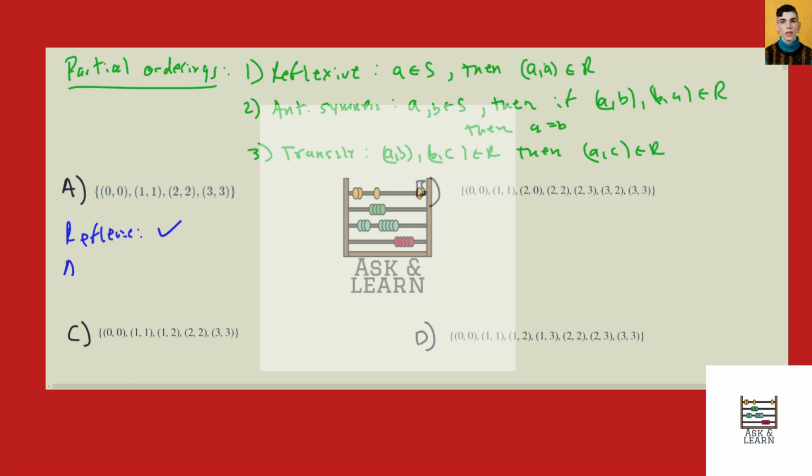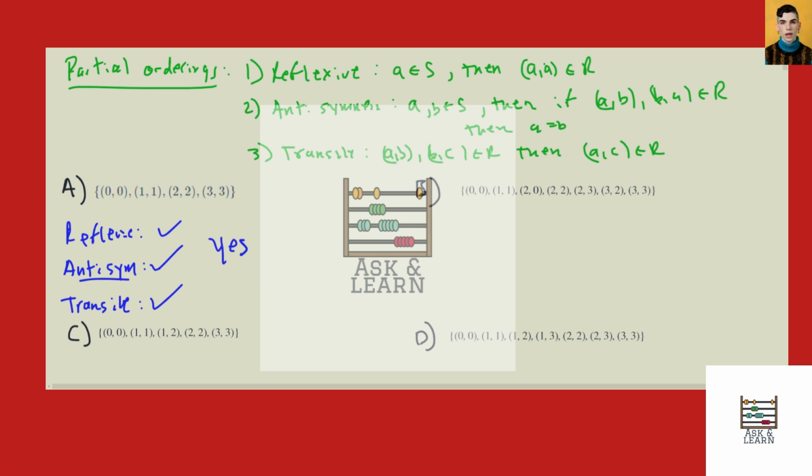Now, what about anti-symmetric? Well, we only have where it's (0, 0), (1, 1), (2, 2), and (3, 3), so we don't have any issues with that, so that one works out. And then the same thing with transitive. So this one will be a partial ordering.